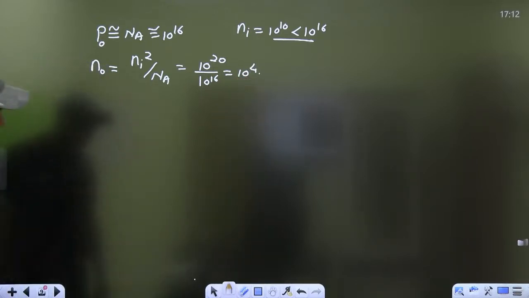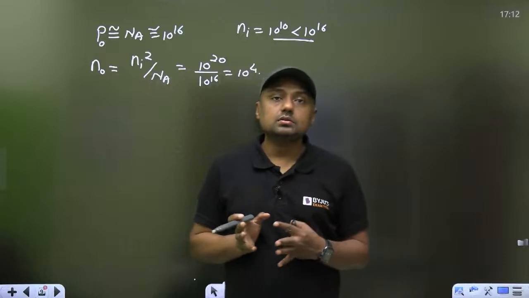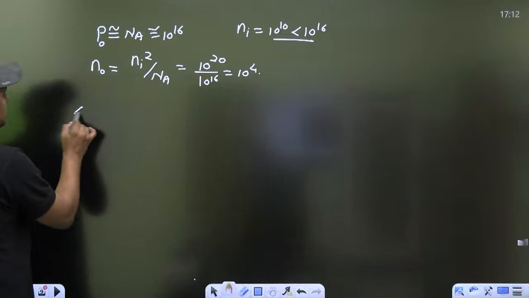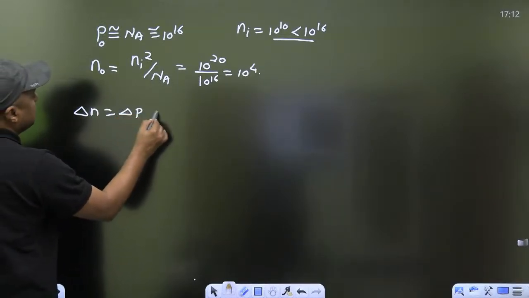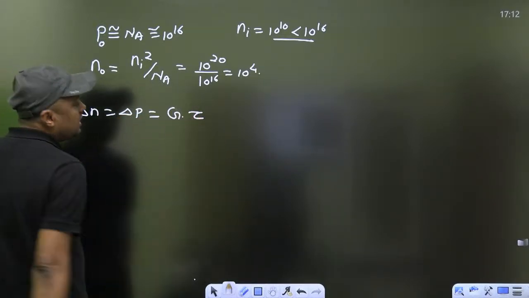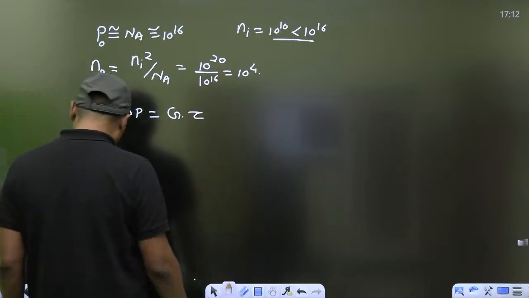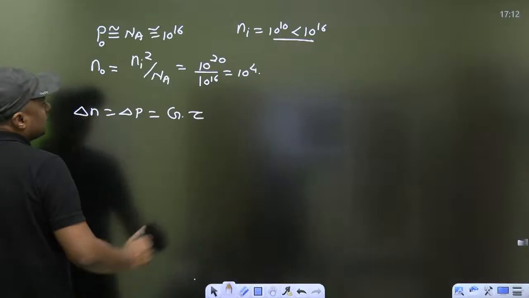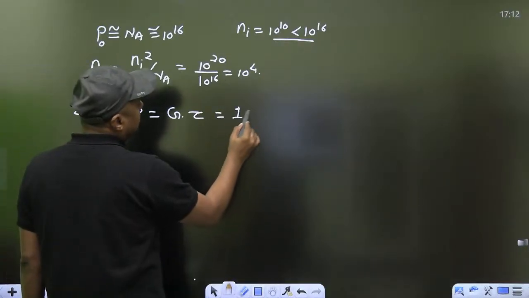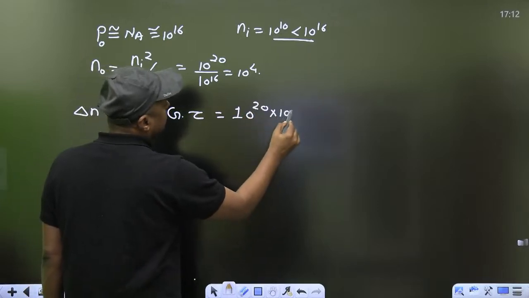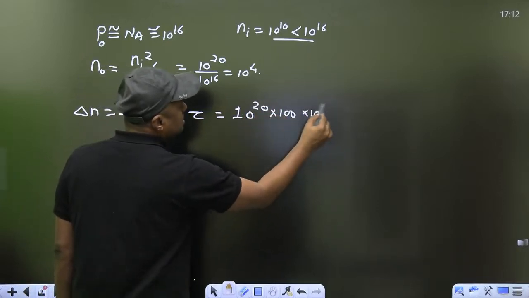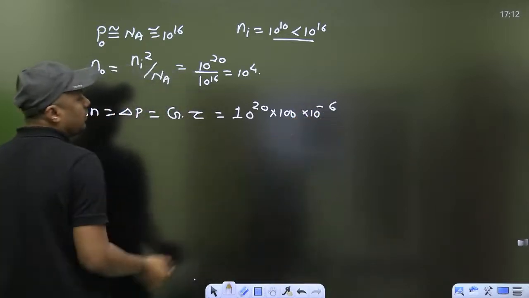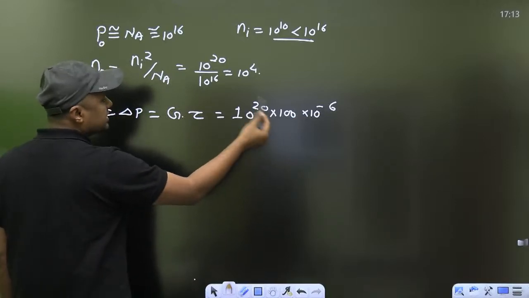Now, when we are giving the radiation, the concentration of electrons will change, and at the same time the concentration of holes will change. So what is the change in the concentration of electrons and holes? That is given by generation rate into mean lifetime. What is the generation rate here? It is given 10 to the power 20, and the mean lifetime is 100 microsecond. 10 to the power 20 into 100 microsecond, 10 to the power minus 4, micro means 10 to the power minus 6. It will become 10 to the power minus 4, and it will become 10 to the power 16.